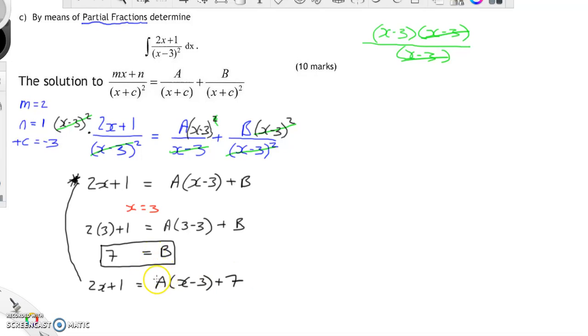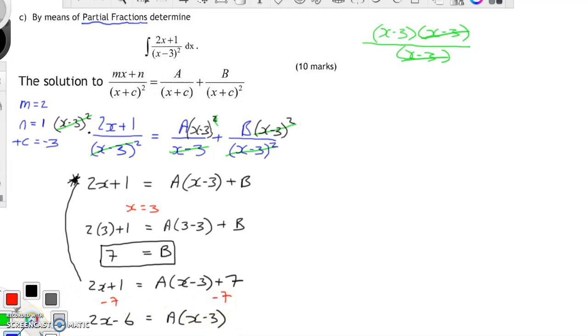And then we can do some tidying up. So what I'm going to do now is subtract 7 from both sides, right? Just write it in there to show what's going on. And 2x plus 1 minus 7 results in 2x minus 6 equals a times x minus 3.